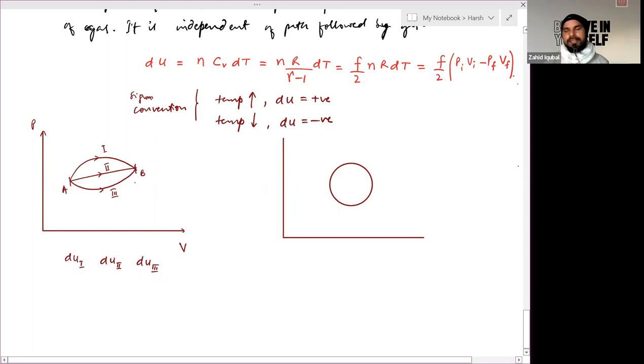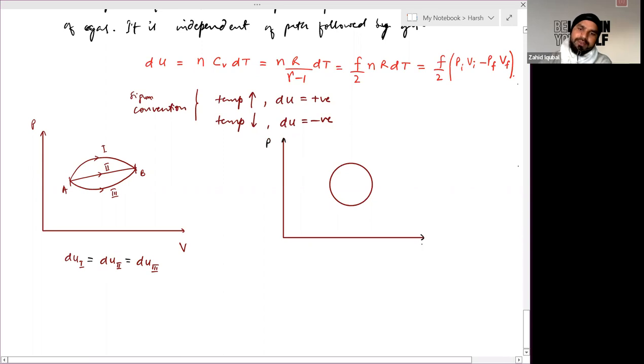Just check. Internal energy is a state function. It means it depends only on the initial and final points of the gas. Because the initial and final points are the same, what would be the relation between these two different terms? They should be equal to each other. Good.